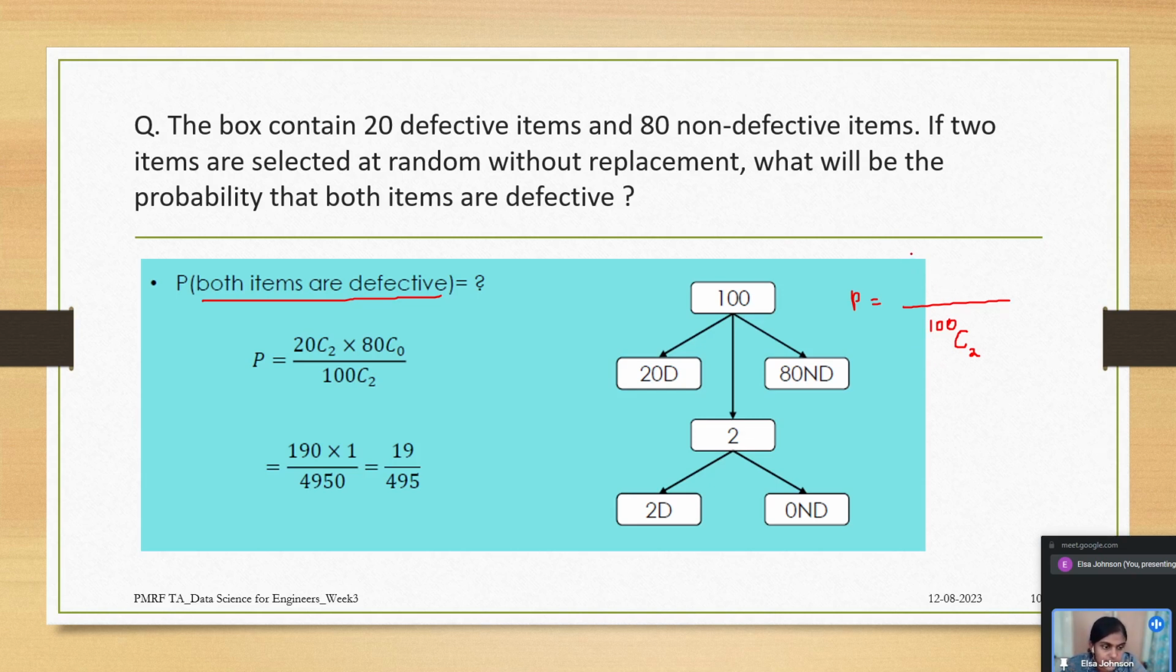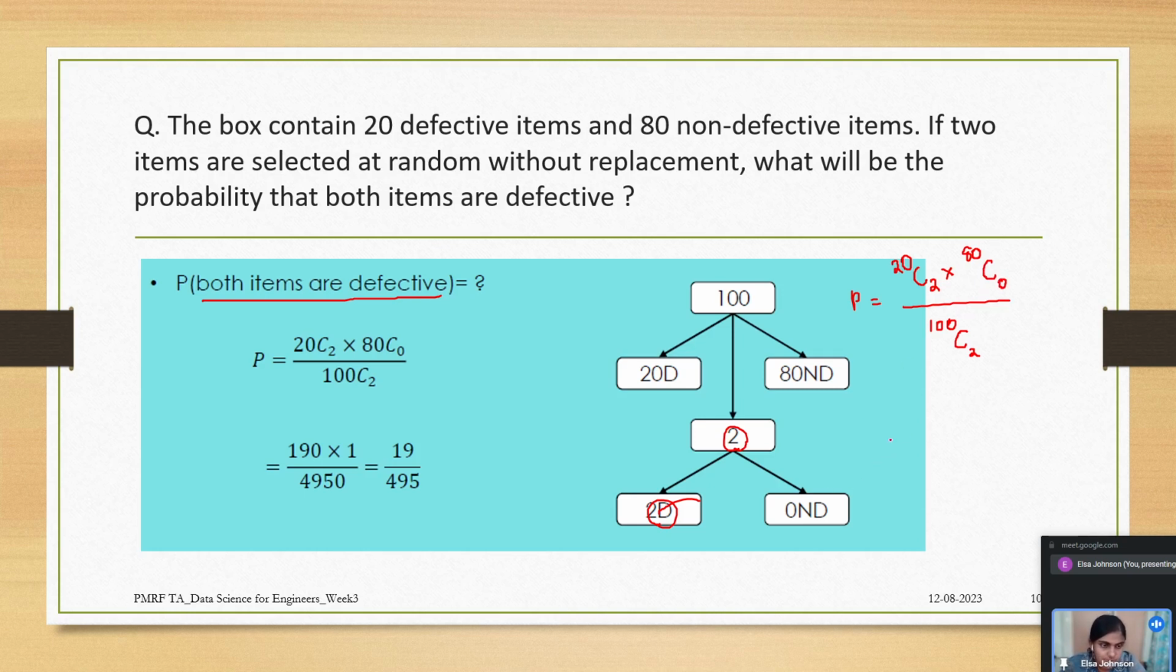Okay, so that means 2 defective and 0 non-defective. Anyway, you are taking 2 items only, so both of them are defective and 0 are non-defective. Then how many total defectives were there? 20 defectives were there, and from them we are selecting 2. This is the same case, that's why I am putting multiplication, and 80 C0.